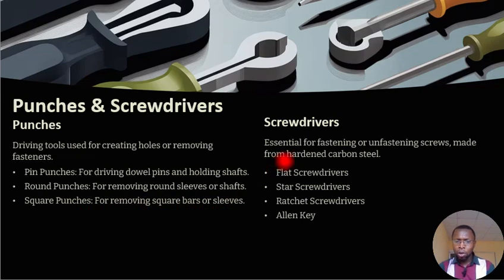Now let's talk about the screwdrivers. The screwdriver is for fastening screws, like we said earlier, into metal. It comes in different forms too. You have the flat screwdrivers, we have the star screwdrivers, ratchet screwdrivers, and Allen key. Like we mentioned in our previous lessons, they are just made to drive screws into the metal.